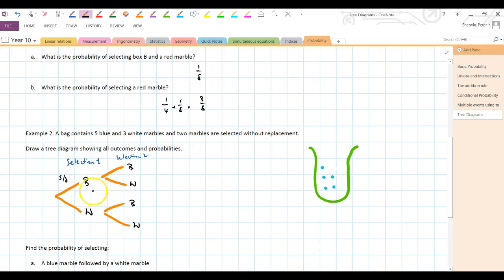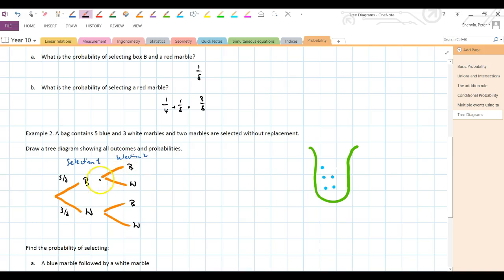I've just got an idea. How about you pause it now and go and fill in these branches, and then I'll see you in 30 seconds and we'll compare answers. Pause now. So we go now to white, which is 3/8. Remember that plus that's got to equal 1.